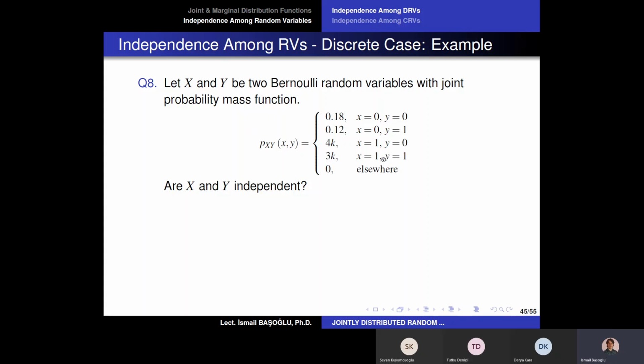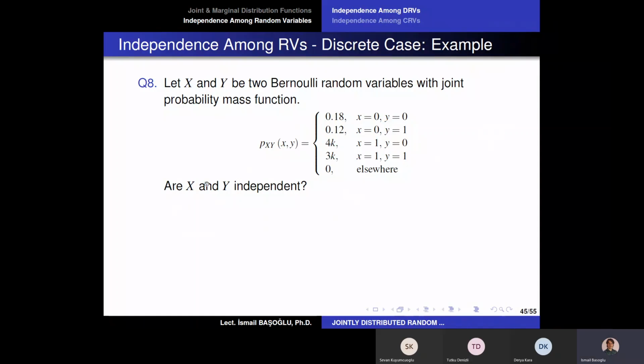In that sense, one can easily understand that because both X and Y can only take 0 and 1 values, X and Y random variables here are Bernoulli random variables. But their joint probability mass function is given in this question. And we have the joint probability mass values as 0.18 for (0, 0), 0.12 for (0, 1), and we have 4K and 3K for (1, 0) and (1, 1).